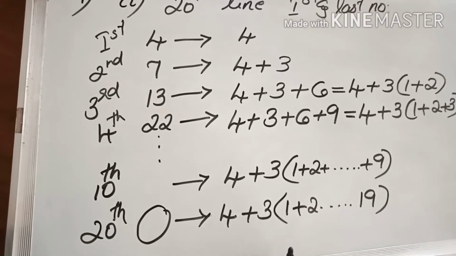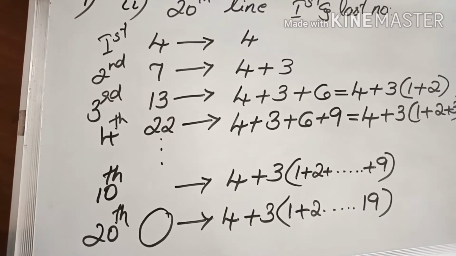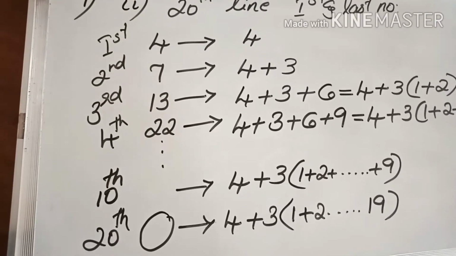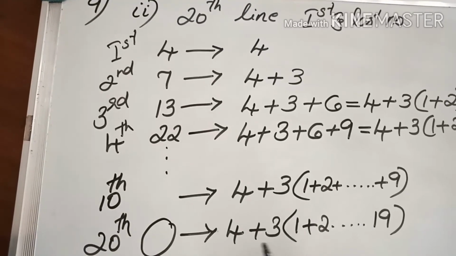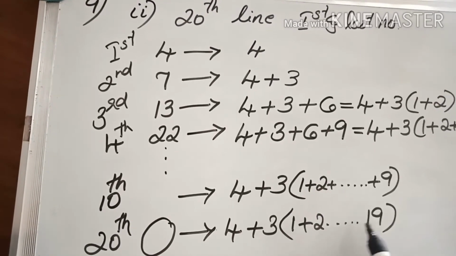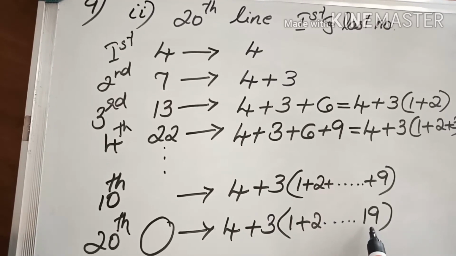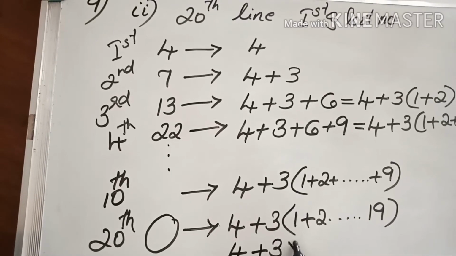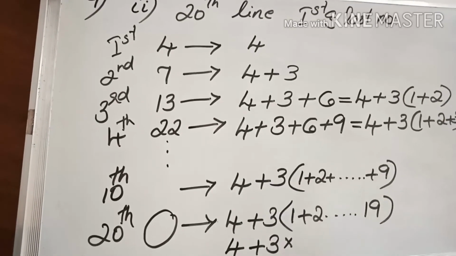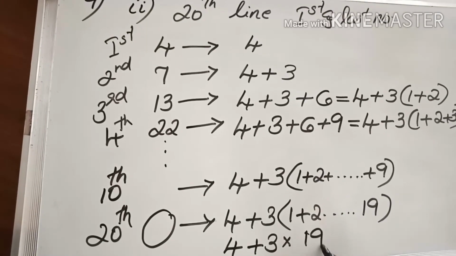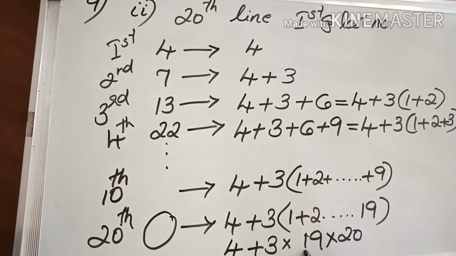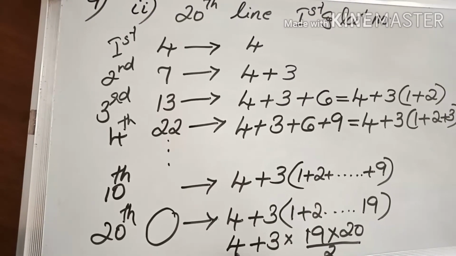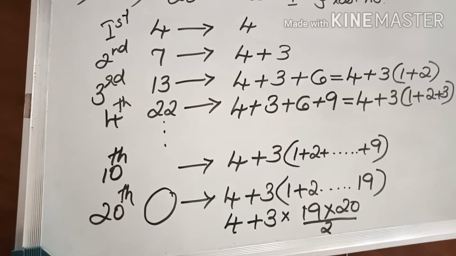This is the method. Using this method, try to find the answer. Otherwise, you can't understand. Only practice is the way to remember the problems. Using this method, try to find 1 plus 2 up to 19, which is the sum of natural numbers formula. Here we can apply it. So 4 plus 3 into the sum of 19 numbers, which is n into (n plus 1) by 2. That is 19 into 20 by 2. First multiply these, then divide by 2, then add 4. You will get the first number of the 20th line.